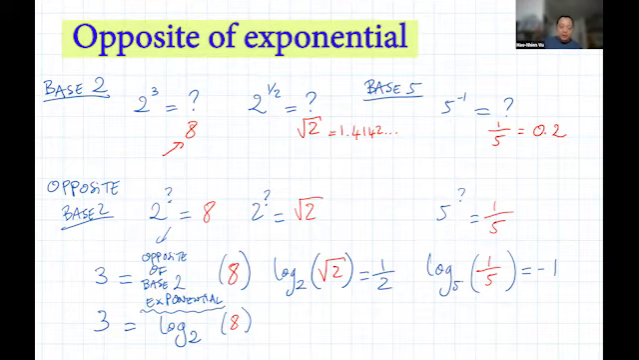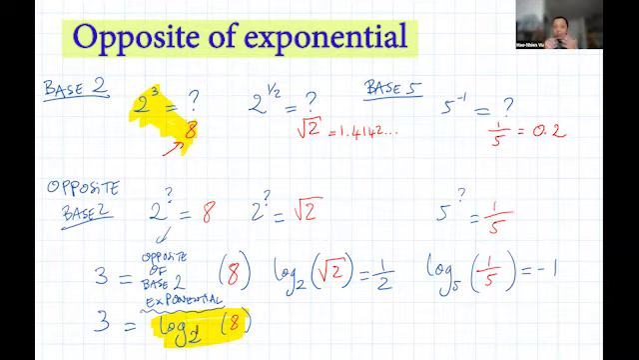If you compare all of these expressions, in the first example, the 3 used to go with the base 2 in the exponential, and the 8 used to be the answer. Once I've written in logarithm form, the 8 goes with the base 2 in logarithm, and 3 is the answer.